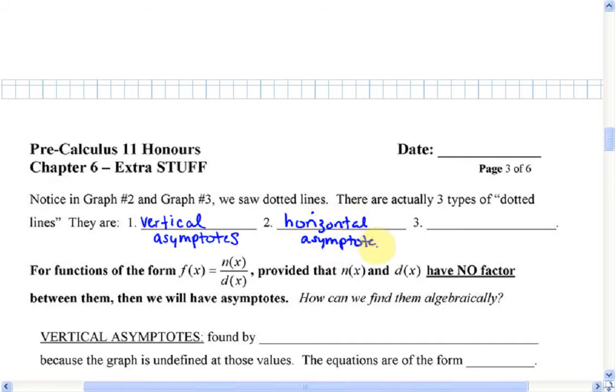And what do you think about that one that was kind of sideways, going slanted? Yes, that's right. The slanted. Yeah, it's called the slanted asymptote. Okay.